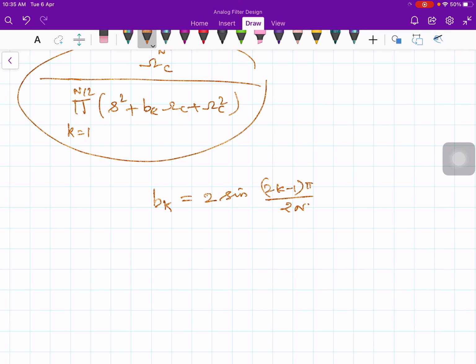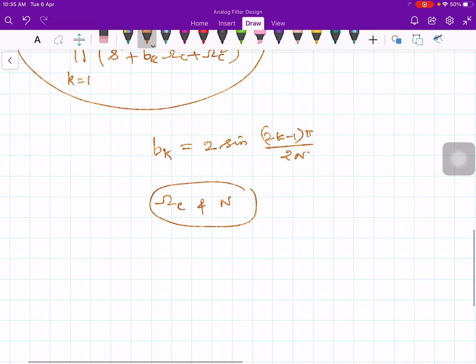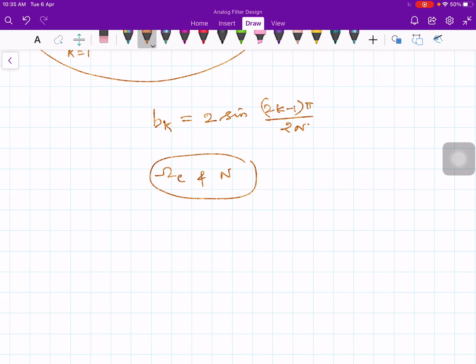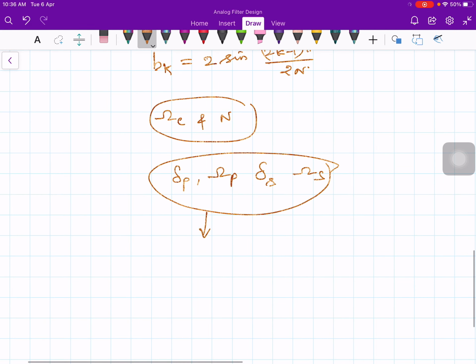So to design a Butterworth filter, all that you have to determine is omega c and capital N. If you have these two parameters, then you can design the Butterworth filter. But in general, capital N will be determined from the given specifications. What are those specifications? Delta P, passband frequency omega P, and delta S, attenuation in the stop band, and stop band frequency. So if you know these four parameters, from this you can find out capital N.